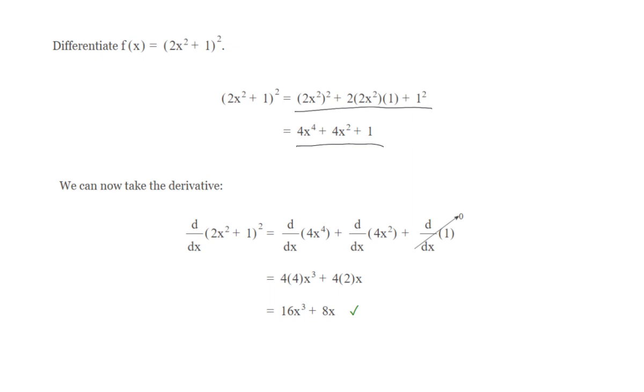So the derivative is equal to derivative of 4x raised to 4 plus derivative of 4x square plus derivative of 1. So the last term, derivative of a constant, is equal to 0. And then the first term can be written as 4 into derivative of x raised to 4. That is 4 into 4x cube. And then 4 into derivative of x square. That is 4 into 2x. Simplifying it, we will get it as 16x cube plus 8x.